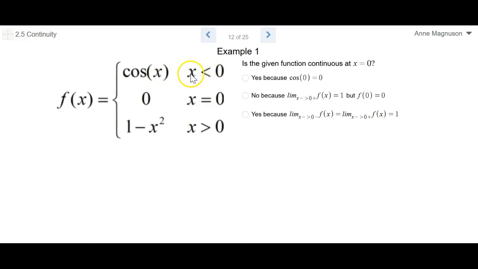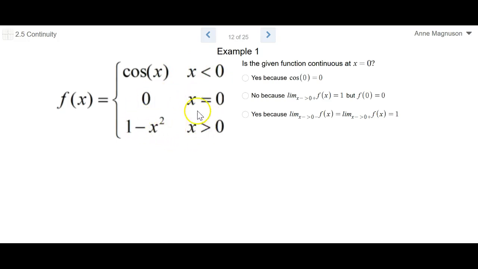and x is approaching 0 from the left, that means that the limit is going to be approaching 1. The y values will be approaching 1 because cosine of 0 is 1. However, the function definition at 0 is equal to 0, not 1. So this is discontinuous from the left.